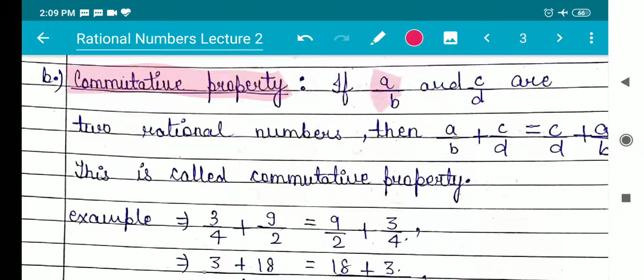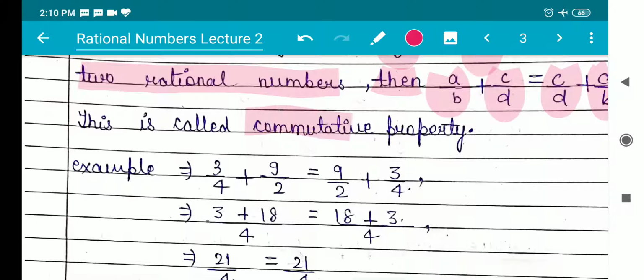If a by b and c by d are two rational numbers, then a by b plus c by d is equal to c by d plus a by b. This is called the commutative property. Basically, this property says that if we exchange the places of a by b and c by d, we will get the same result only.